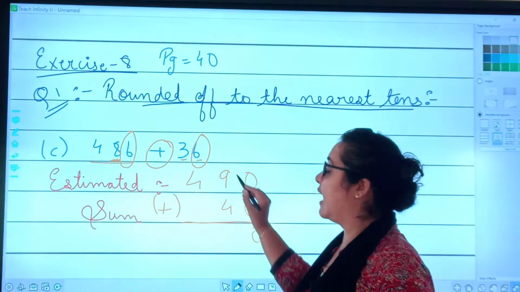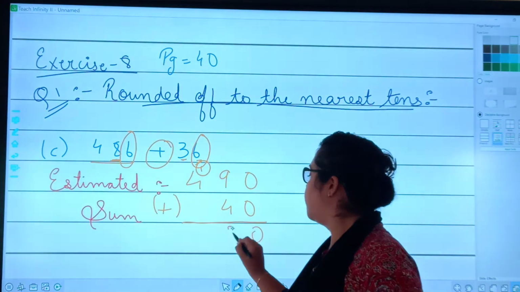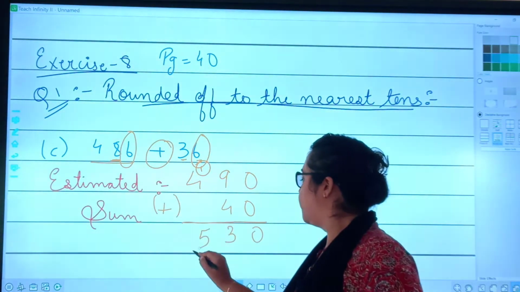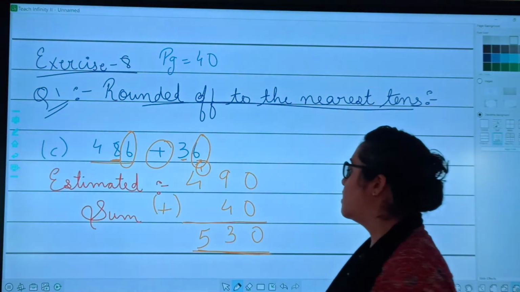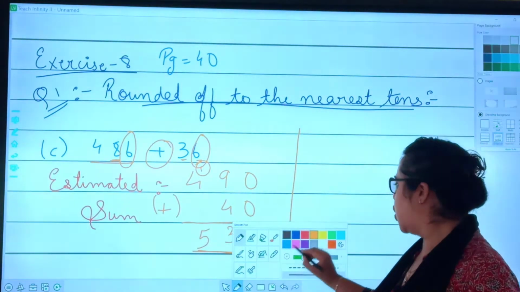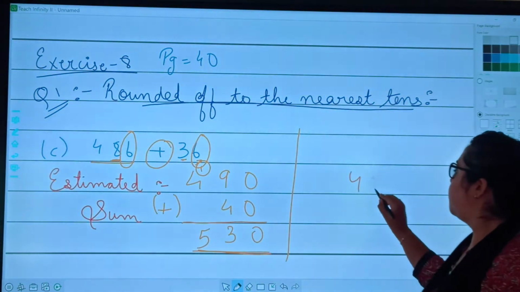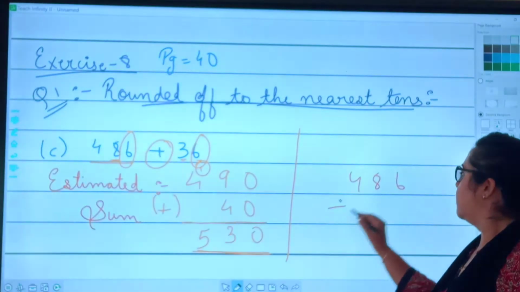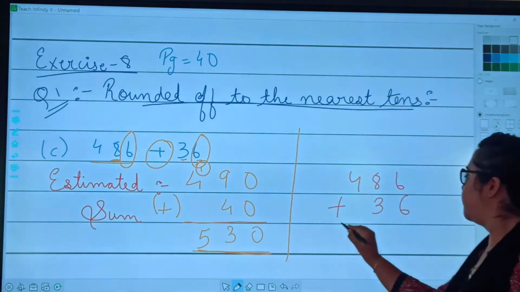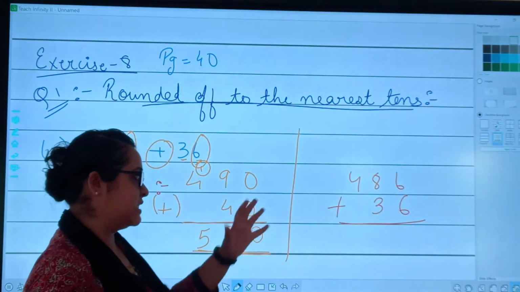0, 9, 10, 11, 12, 13. 1 will be carried forward in here. 5. This was my estimated. Now let's have a look on what will be my actual. Let me add it for my understanding. I just added the question as it is.